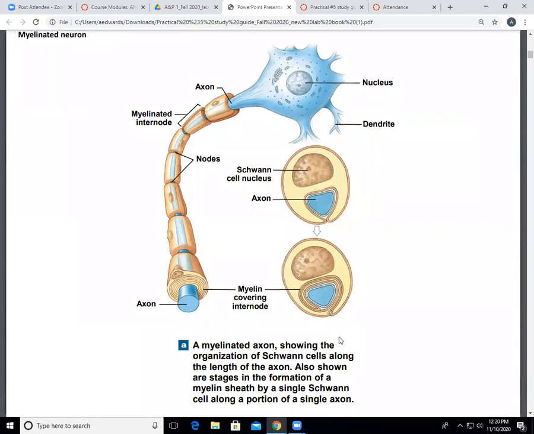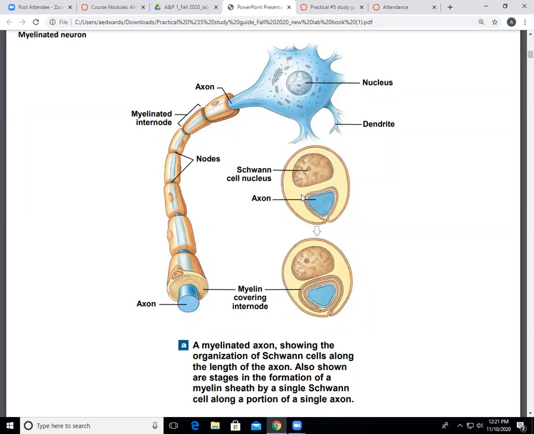Okay, a little simpler model here. We've got the nucleus in the cell body. Got your dendrites. Here's your axon hillock. This is an internode. It's myelinated. Okay, the spaces with no myelin are the nodes. Okay, you get faster transmission of your action potentials with the myelinated axons.